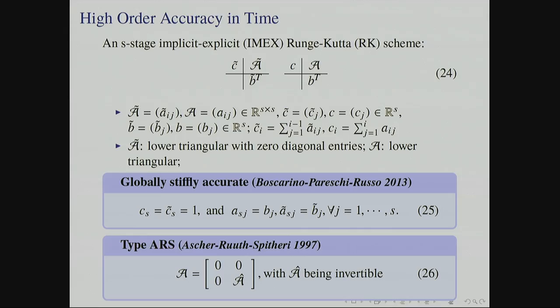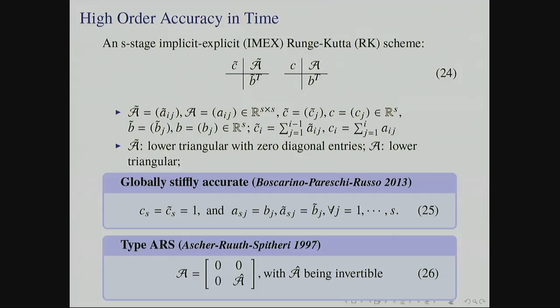So high order, I have only done so far the first order in time. High order in time can be achieved by implicit-explicit RK methods, Runge-Kutta methods. We know such a method is a one-step method, multi-stage, and can be represented by this double Butcher tables. So in this framework, we actually only work with a method that has two properties. The first one is called globally stably accurate. It's essentially saying in my multi-stage method, the final inner stage will produce identical results as the full RK stage.